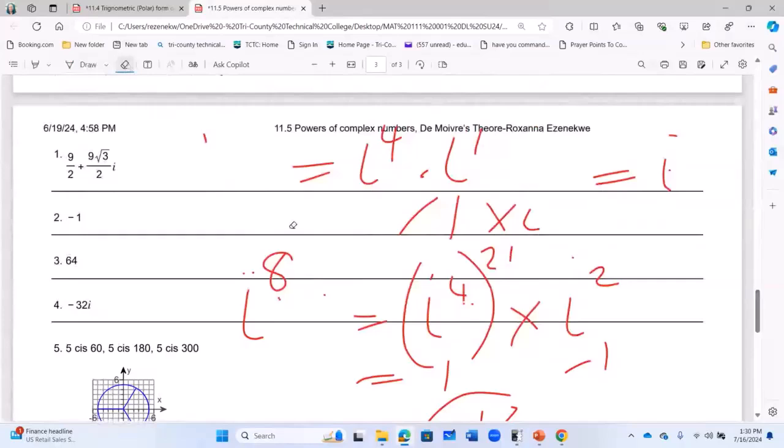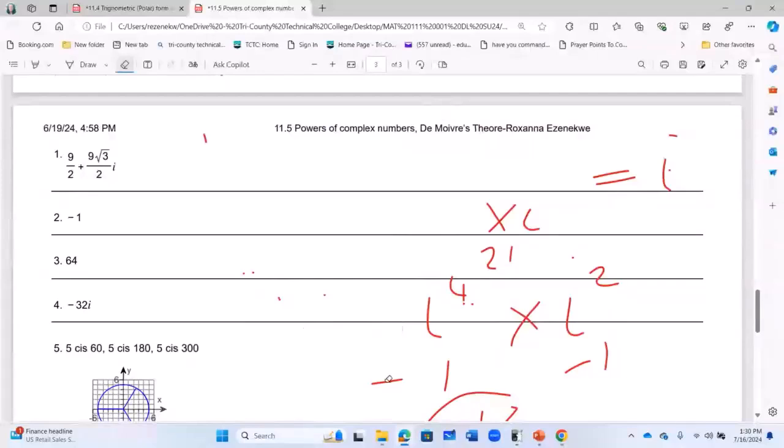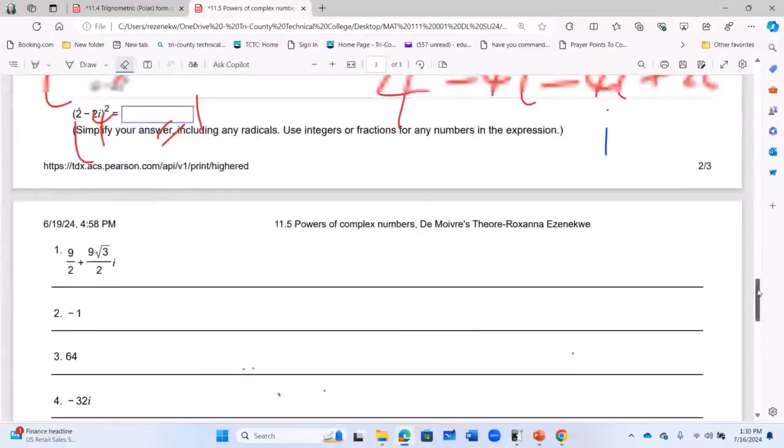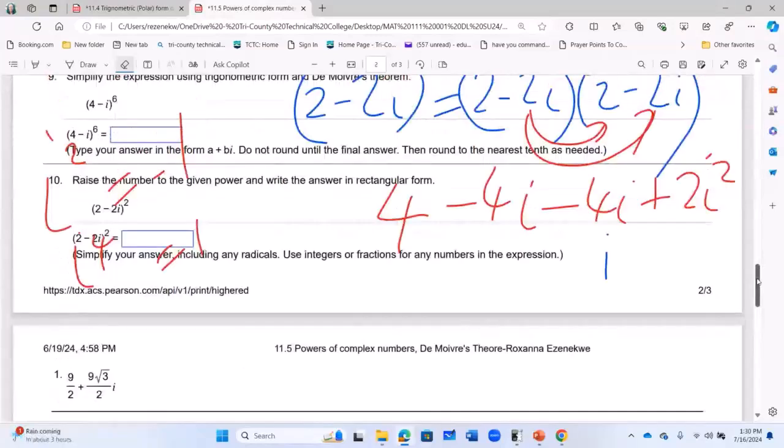So let's go back to what we were trying to simplify before. So now we go back to number 10. Is it number 10? The number we're talking about. Let's go there. Okay, so collect like terms together.